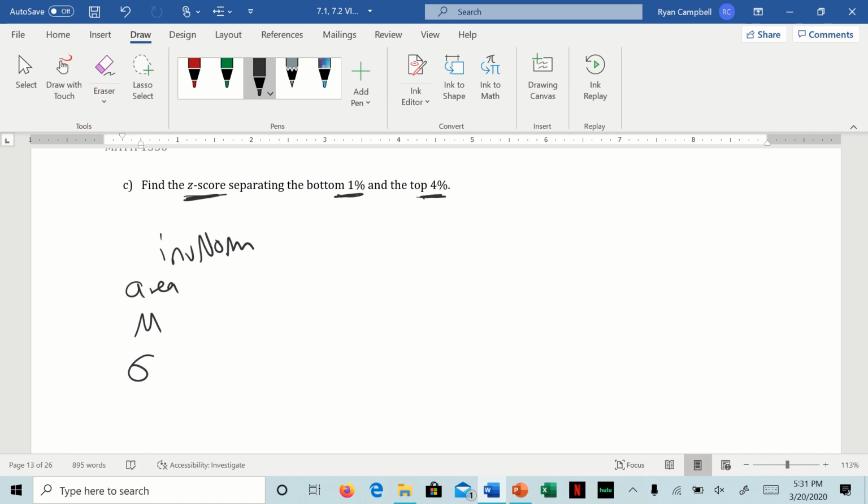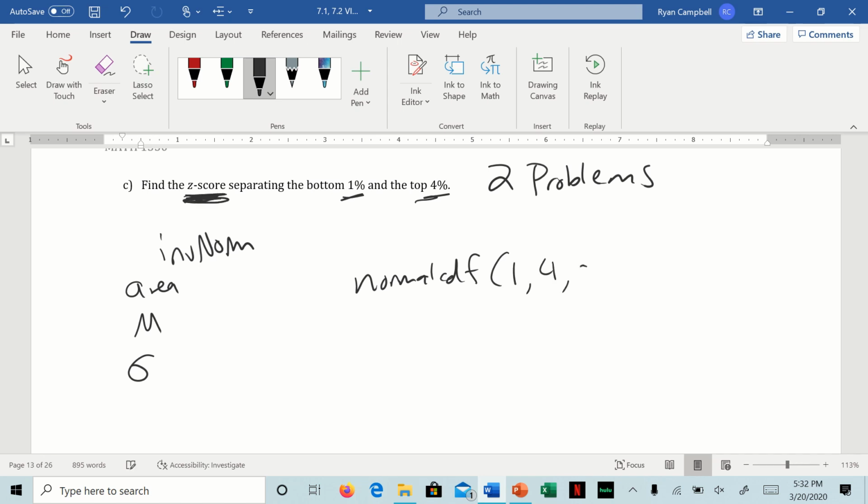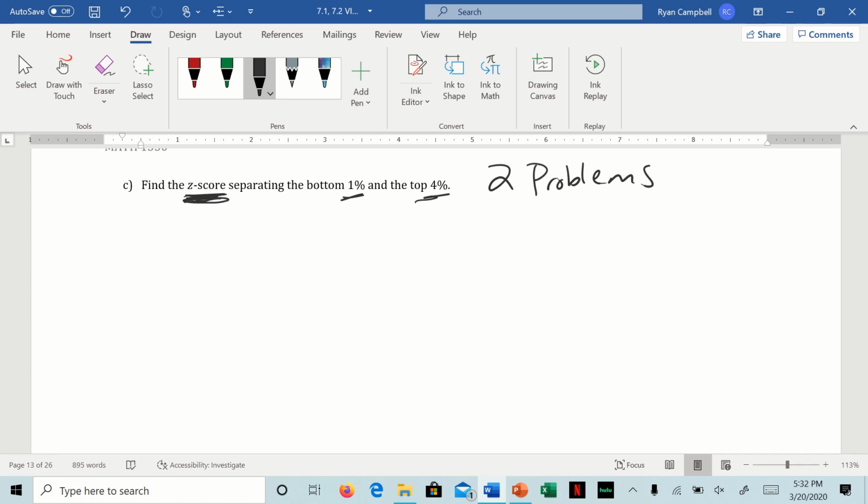So this is secretly two problems in one. This is two separate problems that it's asking. Because the trick is, if you're not paying attention, typically people see, oh, 1%, 4, that's normal CDF, right? Because it's low, high, mean, but that's not it at all, because we know it's asking to find the z-score. So this is a trick because it's asking two different problems. So first, let's look at the bottom 1%. So it's a bottom percentage, perfect.